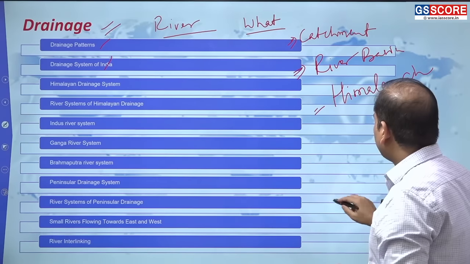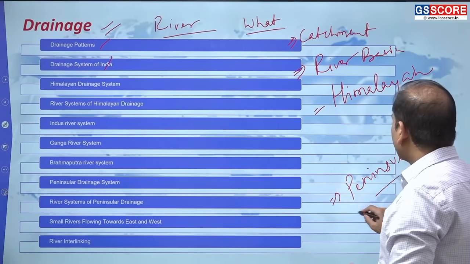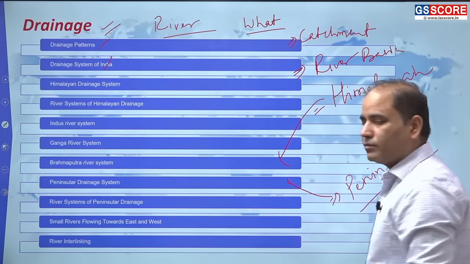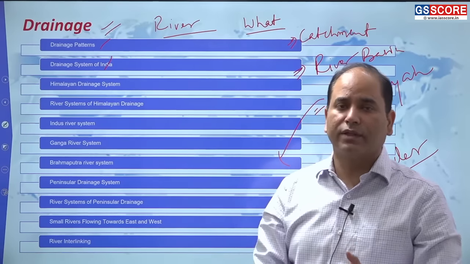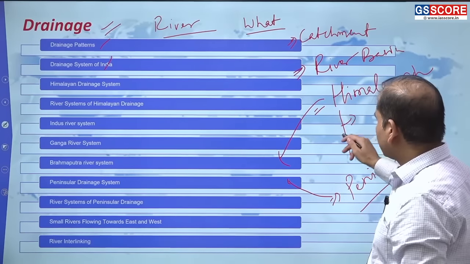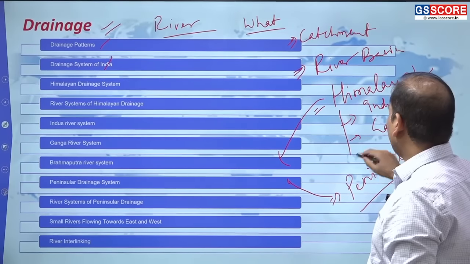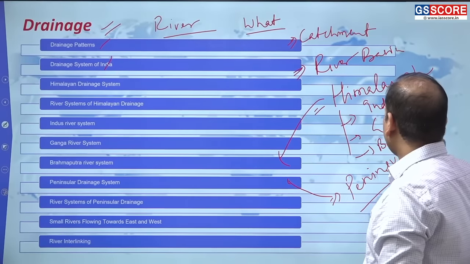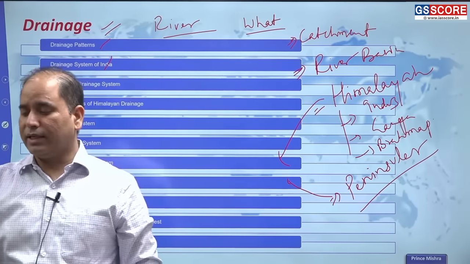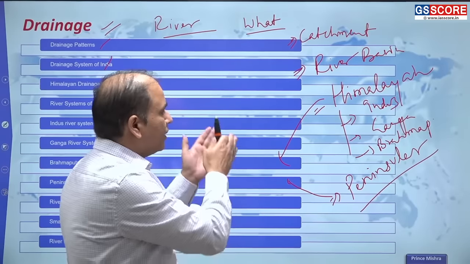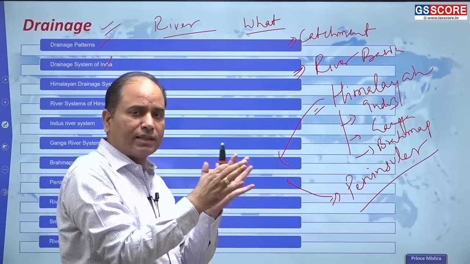So knowledge of the Himalayan river system and peninsular river system. What are the main differences? How does the Himalayan river system differ from the peninsular river system? So characteristic differences. Then what are the main rivers in the Himalayan river system? Primarily the Indus river system, the Ganga river system, and the Brahmaputra river system. So study of all these rivers and their tributaries and distributaries, you will study under this particular subhead.